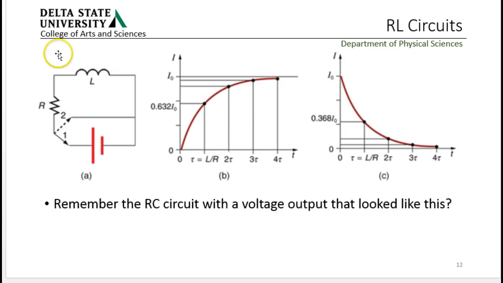If we look at an RL circuit, remember we had an RC circuit we looked at before. It's very similar to this, where we just had a capacitor instead of an inductor. If we look at an RL circuit, we get a current behavior that looks like this exponential curve, and then this exponential decay when we turn it off.